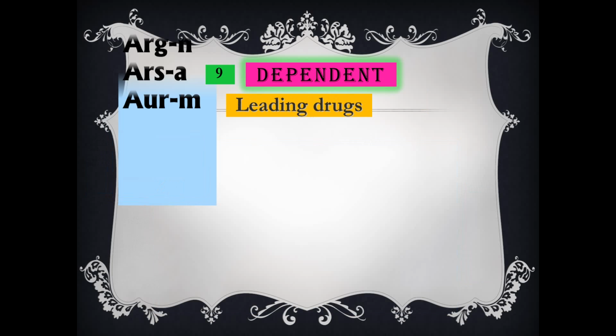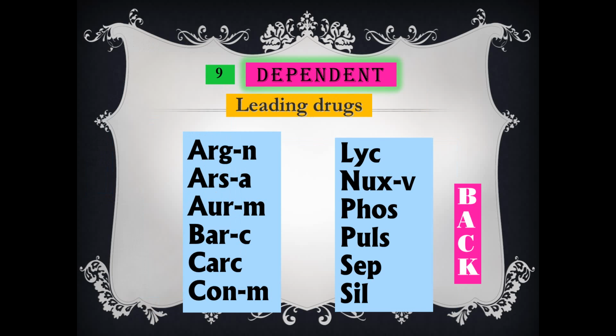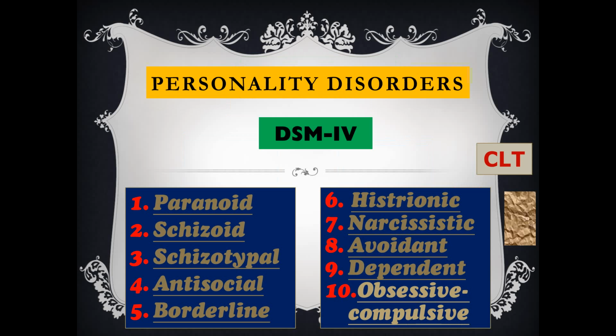The drugs which come out here are quite a few: argentum, then arsenic, aurum, baryta, carcinosin, conium, lyco, nux, phosphorus, pulsatilla, sepia and silicea. Yielding disposition. Yielding means whatever somebody says, he will follow it. If I say don't do this, don't write with your right hand, write with your left hand, you will start writing with your left hand. So you yield, you surrender. So that is yielding.